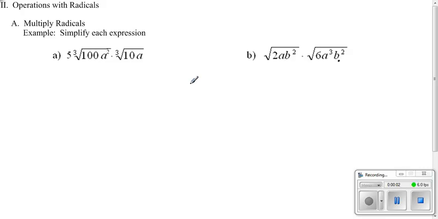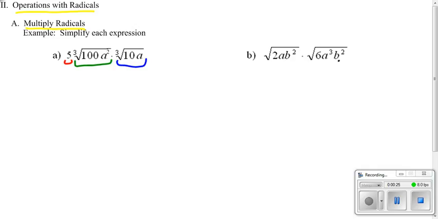Continuing on with our 5.6 lesson, we are talking about operations with radicals. Specifically for these examples, we're looking at multiplying radicals. Now, in our first one, we want to recognize that we have three different numbers being multiplied together. We have our 5, the cubic root of 100a squared, and the cubic root of 10a.